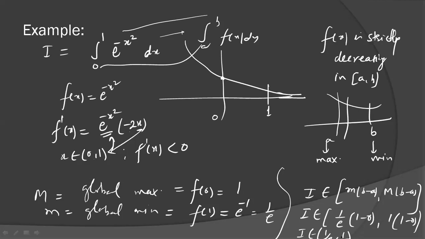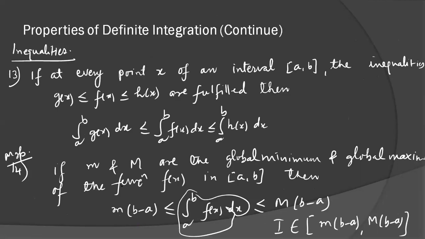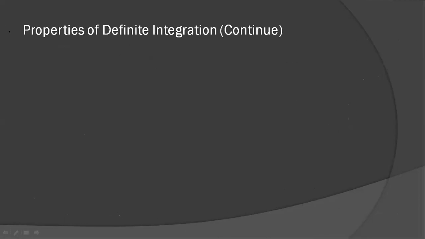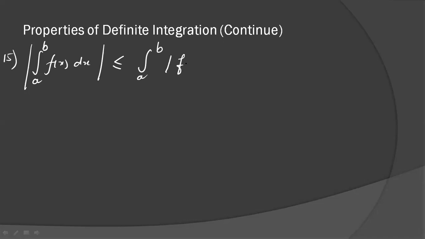So this is the estimation of this integral. We have one more property on the inequality, and we can say the last property from my side, property 15. The magnitude of integral a to b f(x) dx is always less than or equal to integral a to b mod f(x) dx.